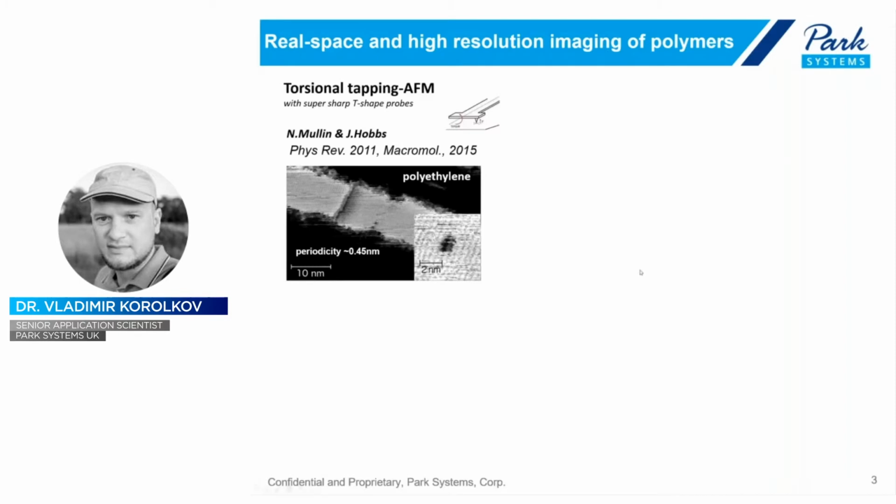Perhaps one of the first examples where such imaging was achieved on a routine basis was the successful introduction of torsional tapping AFM by Nick Mullin and Jamie Hobbs here at the University of Sheffield in the UK, where they pioneered the use of torsional or T-shaped cantilevers and achieved quite remarkably high-resolution images on polyethylene lamellae in ambient, and they could image single molecules and, critically, some molecular defects as well.